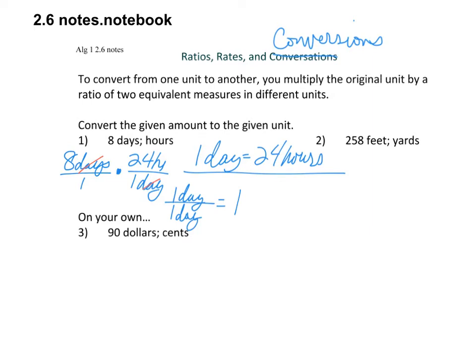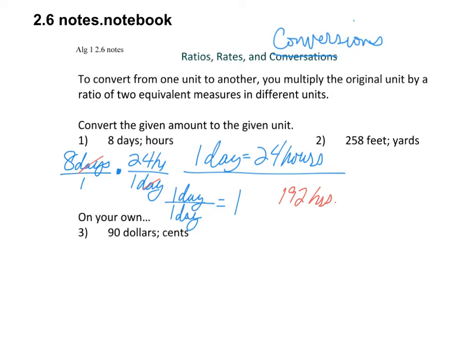So I've got 8 times 24. When I multiply 8 times 24 in my calculator, I'm left with 192. And that is in hours. My days canceled out right there, and that's how I got there.